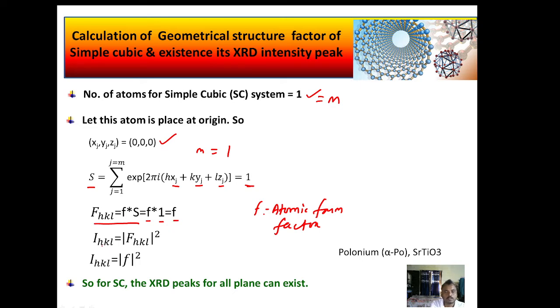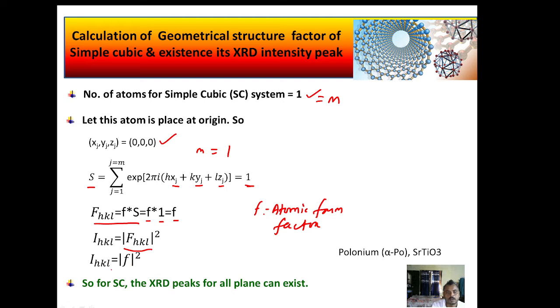So now what is the intensity then? This will be proportional to the geometrical structure factor only. And as we have shown, this geometrical structure factor is equal to the atomic form factor because of the presence of only one atom. So you can say I_HKL should be proportional to F squared.